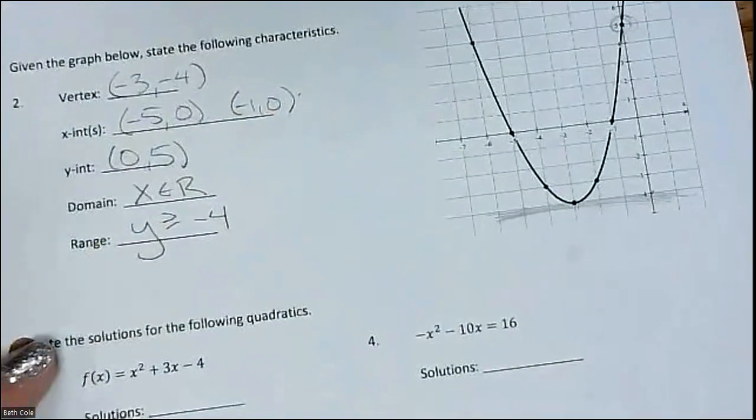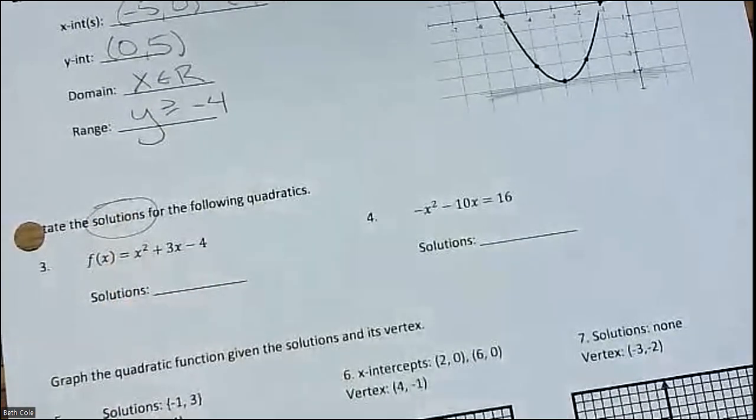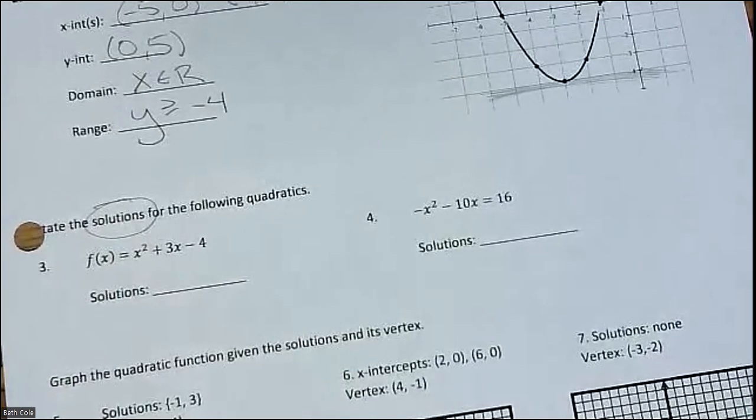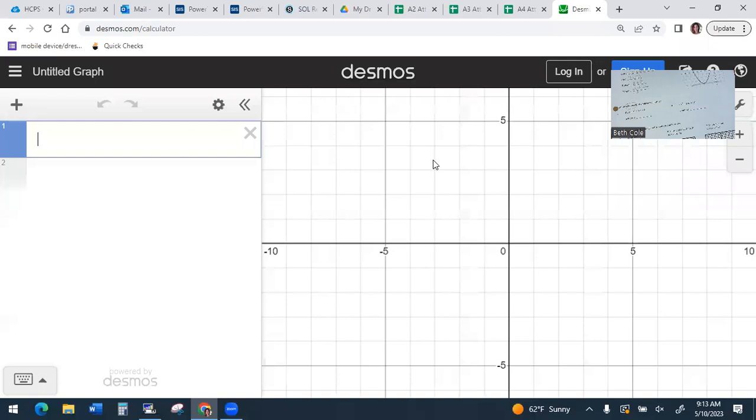Okay. The instructions for the next one say state the solutions. You have to know what that word means. It means x-intercepts. So you're going to type these in the calculator and look for the x-intercepts. For right now, I just want you to watch. Okay, I'm sharing my screen.